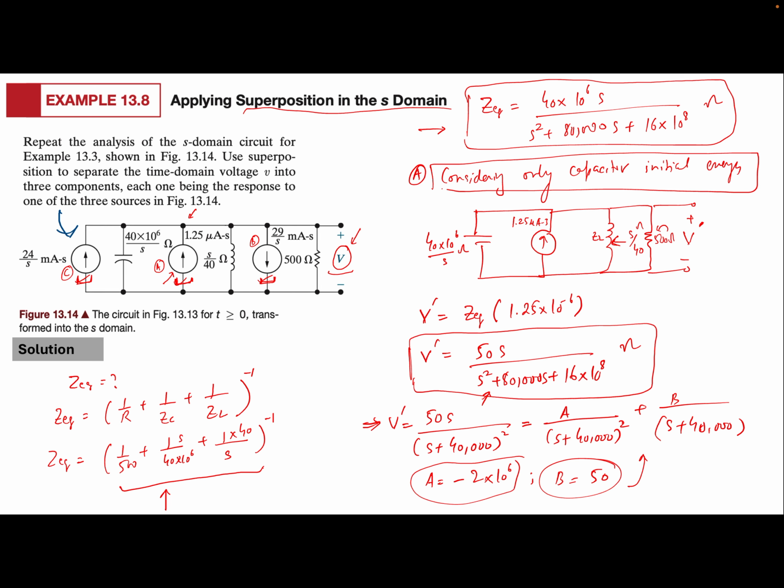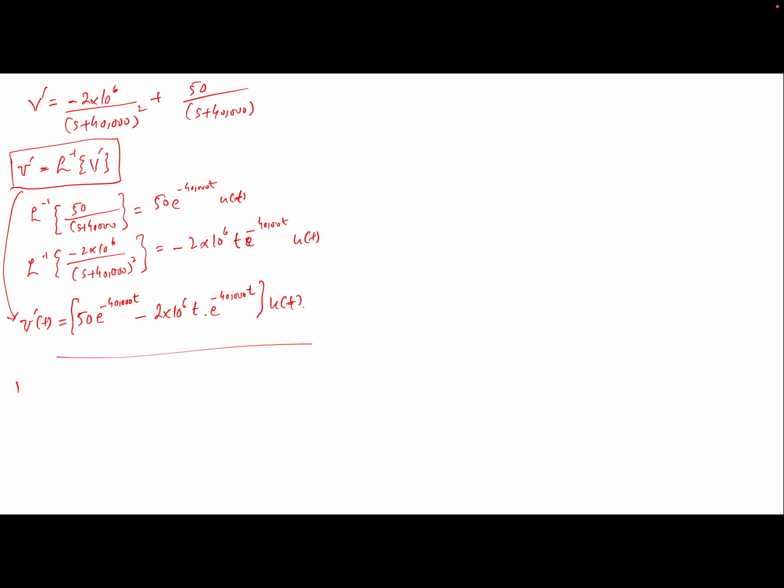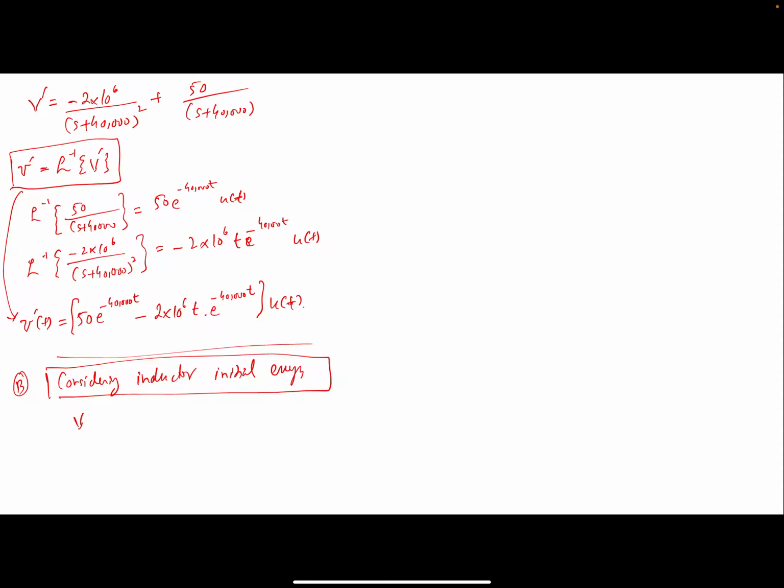Now I'm going to repeat the whole thing again, and I'm going to find the value of the V, right? Let's call it V double prime, VB. And I'm going to do that using this current source, which was 29 over S milliampere second. Okay, so B, considering inductor initial energy.